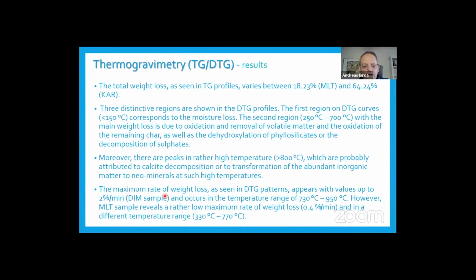Watching these curves, we can say that the maximum rate of weight loss in the DTG patterns appears with values up to 2 for the Dimitrios sample in this temperature range. But the MLT sample reveals a rather low maximum rate of weight loss and in a different temperature range. So that is what we see when we are using these TG and DTG profiles.